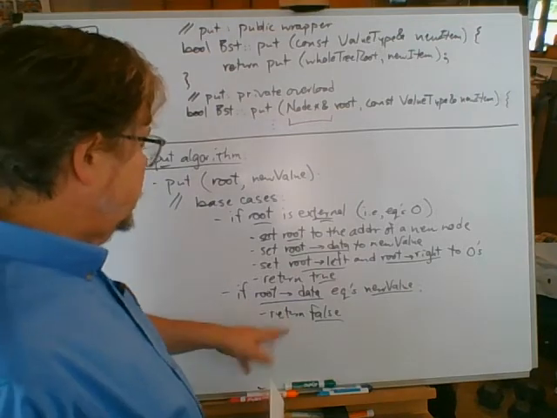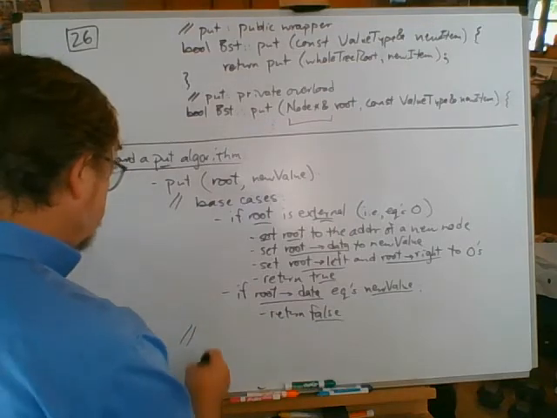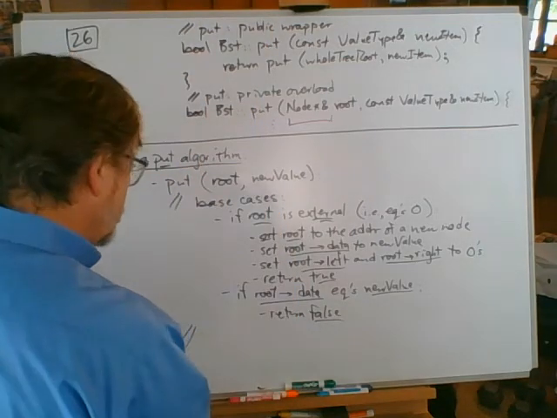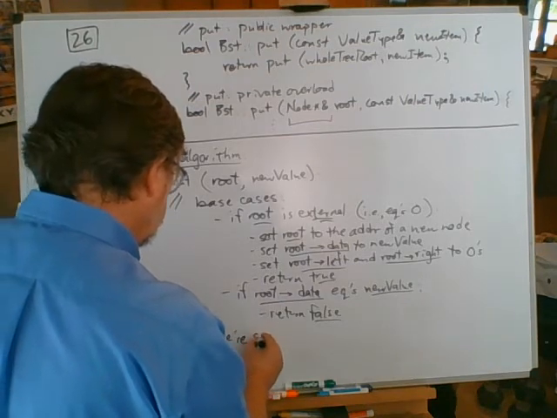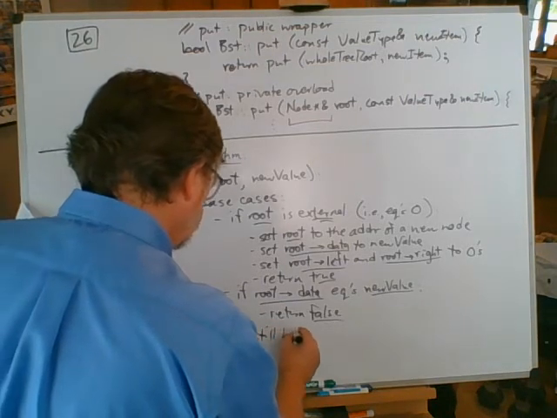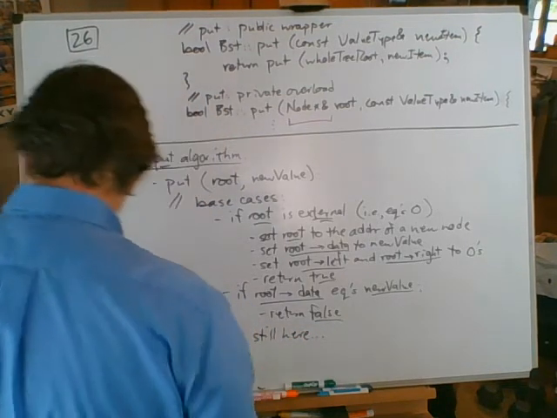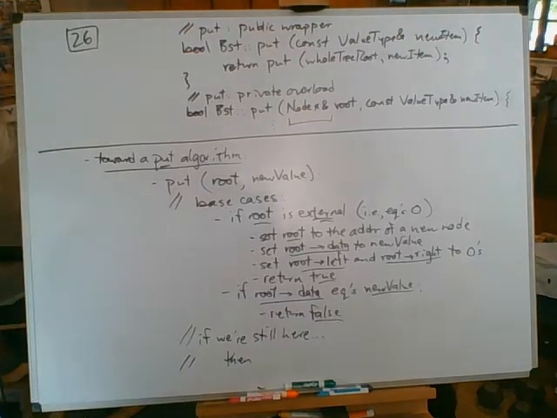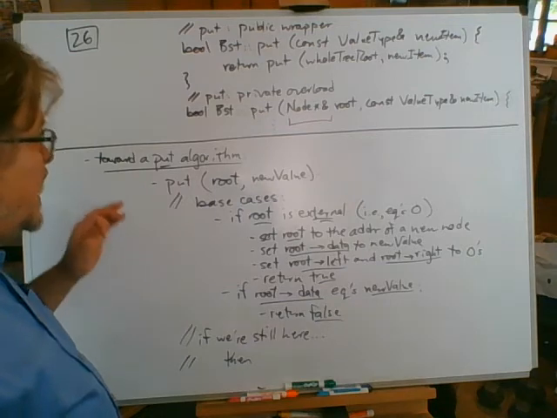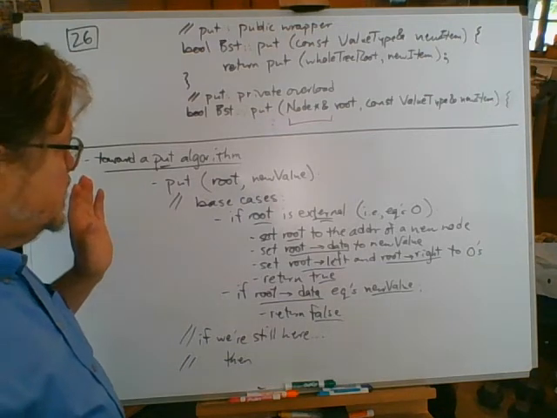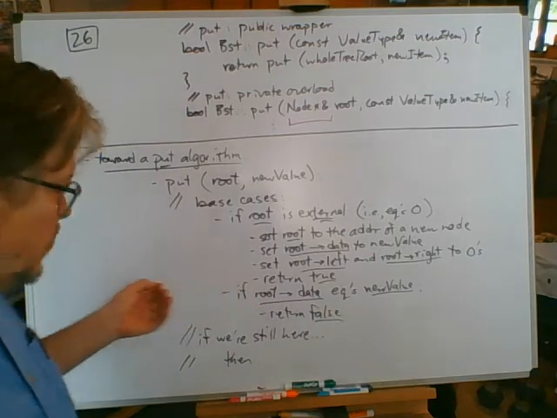If root data equals a new value, return false. If we're still here, and I'll put that as a comment, and then I'll have to wrap around to the top of the board. We'll see how well that works. If we're still here, then what do we know? Then either or, and it has to be one of these two, either the new item is less than the root's data value or it's greater.